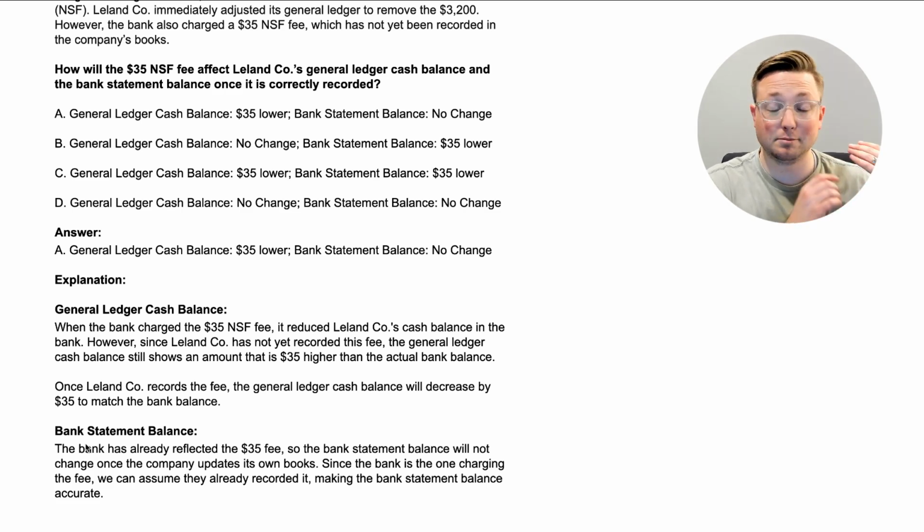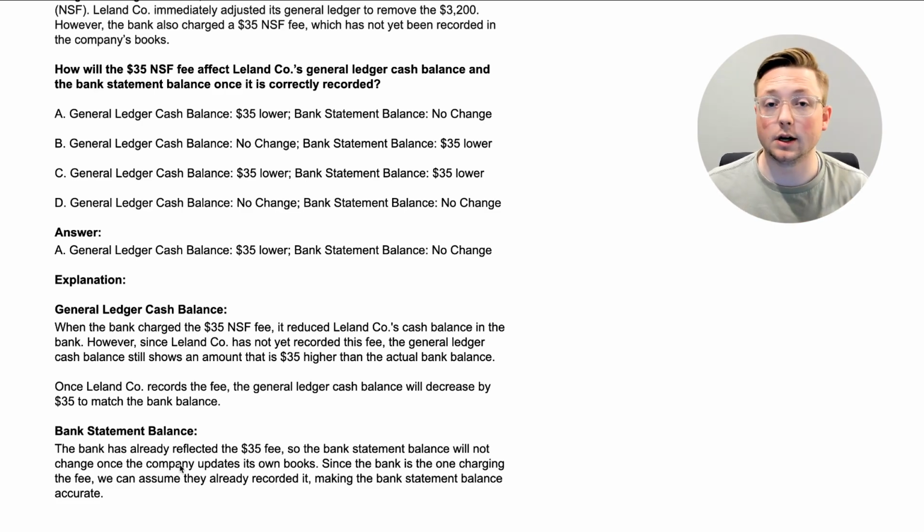So unless they majorly messed up, which is possible, they already charged that fee and they already took it out of the person's account. So the bank has already reflected the $35 fee. The bank statement balance doesn't need to change. And they also never recorded the non-sufficient funds check. They didn't deposit it because they're the ones who knew that there wasn't enough funds. They're the ones who found that out.